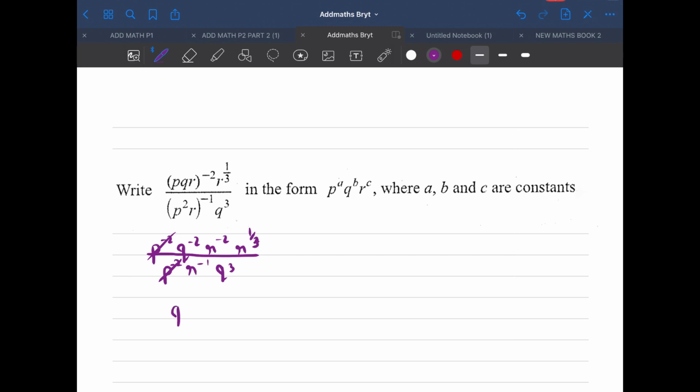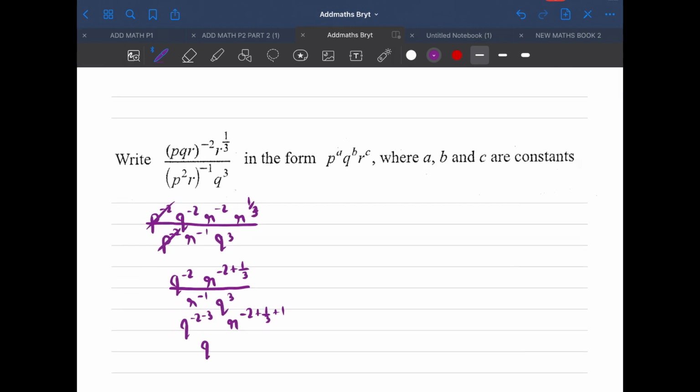And here it's going to become q power minus 2 minus 2 plus 1 upon 3, divided by r power minus 1 and q power 3. Now when this q will go up, it's going to become minus 2 minus 3. And when this r will come in the numerator, it's going to become plus 1. So guys, my answer will be q power minus 5 minus 1 plus 1 upon 3, which makes minus 2 upon 3. And p's cancel out, that means p power 0.